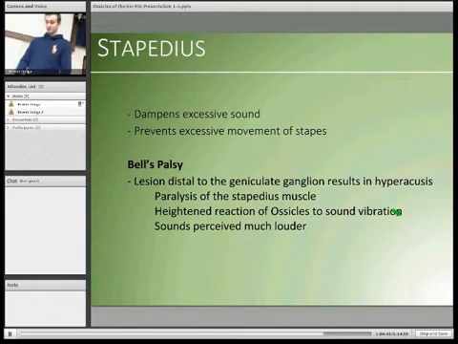Okay, so the function of the stapedius muscle is to dampen any excessive sound vibrations by contracting and stopping the ossicles from vibrating too much. This function can be damaged during Bell's palsy if the lesion occurs distal to the geniculate ganglion. Then that means that the innervation to the stapedius muscle is lost. So if you're next to a loud sound, like in a nightclub or something, the protective function of stapedius is lost. So sound is perceived a lot louder than it would be normally.